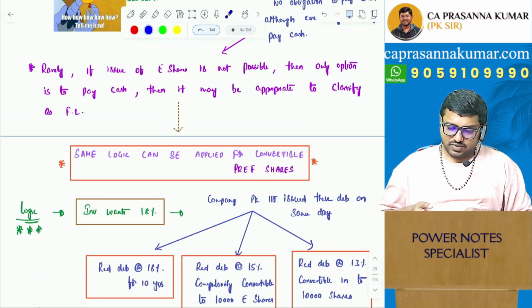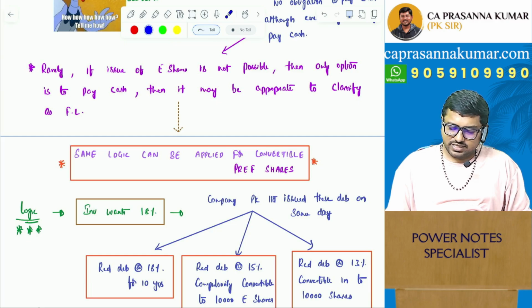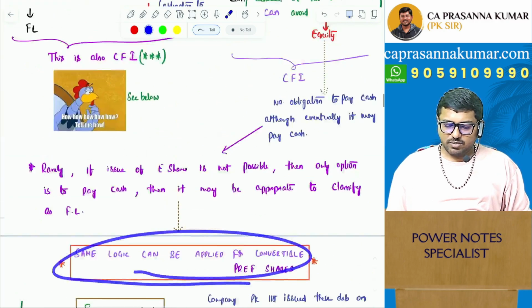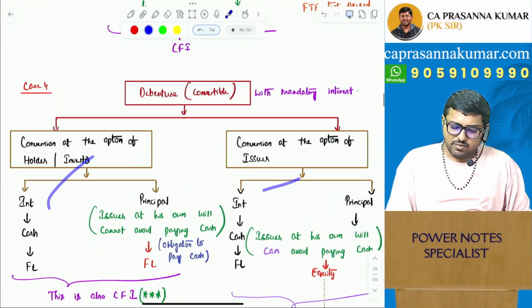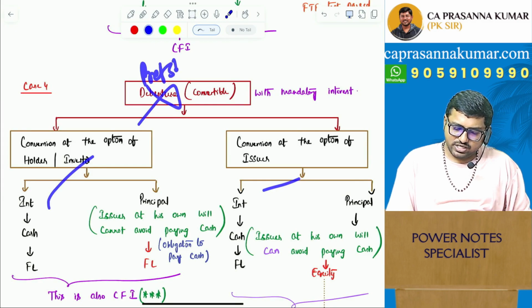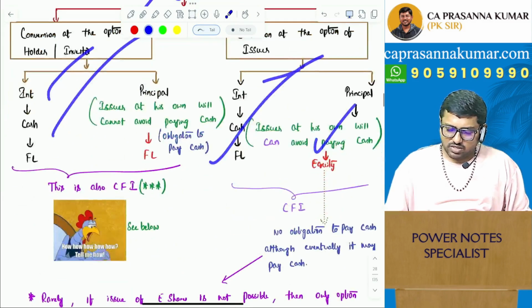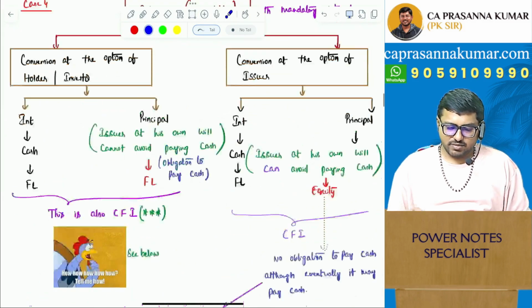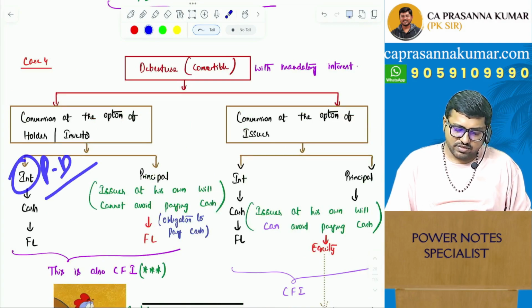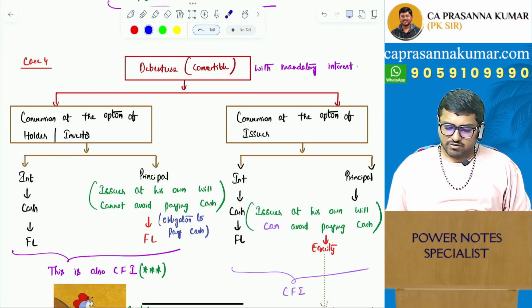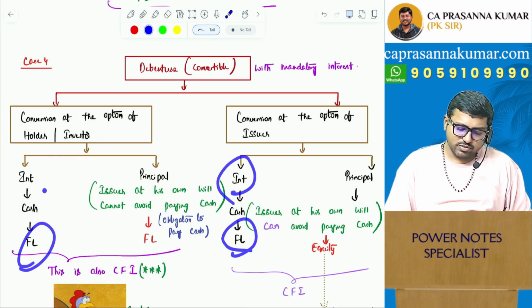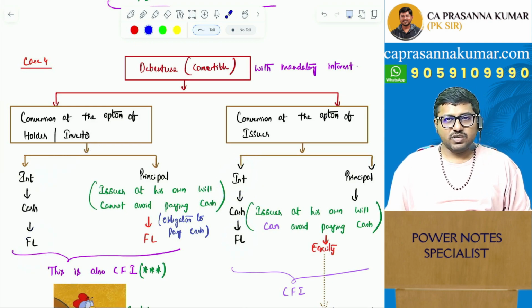Okay, what I've written is same logic can be applied for convertible preference shares, which means same stuff. In the place of debenture, you will just write preference shares, that's all. Everything else, whatever the concepts that we have seen here will be exactly the same. In the place of interest, you'll have preference dividend, that's all. You understand the point? Of course, here when we try to calculate preference dividend into financial liability, it has to be what? Mandatory preference dividend. If it is discretionary preference dividend, we already know it will also be classified as equity, correct?